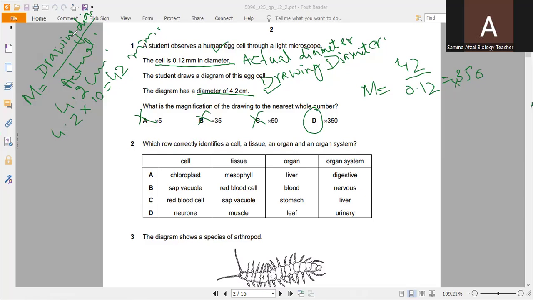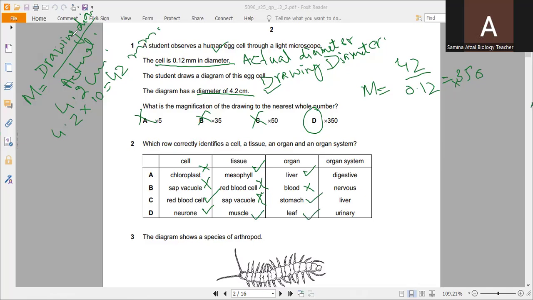Next question: which row correctly identifies a cell, a tissue, an organ, and an organ system? So here you can say, first of all, the chloroplast is an organelle. Cell vacuole is also an organelle. Red blood cell is a cell. A neuron is also a cell. Now the tissue: mesophyll tissue. Red blood is a cell. Cell vacuole is an organelle. Muscle is tissue. Then organ: liver is an organ, blood is tissue, stomach is an organ, leaf is an organ.